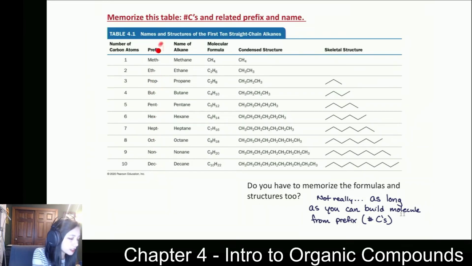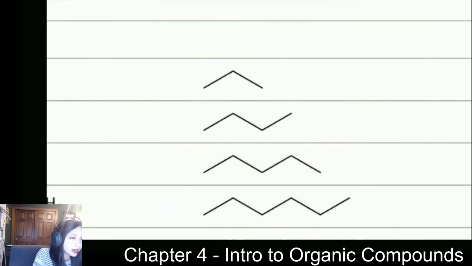These prefixes mean the number of carbon atoms within that chain. And so you can see here the condensed formulas that I wrote for all of those and their skeletal structures. So the note is, do you have to memorize these structures too? Not really. As long as you know how many carbons are in a chain, you should be able to build the skeleton structure. And then from there, you can get the condensed structure because you know that each of these carbon atoms that are drawn here need four bonds total.